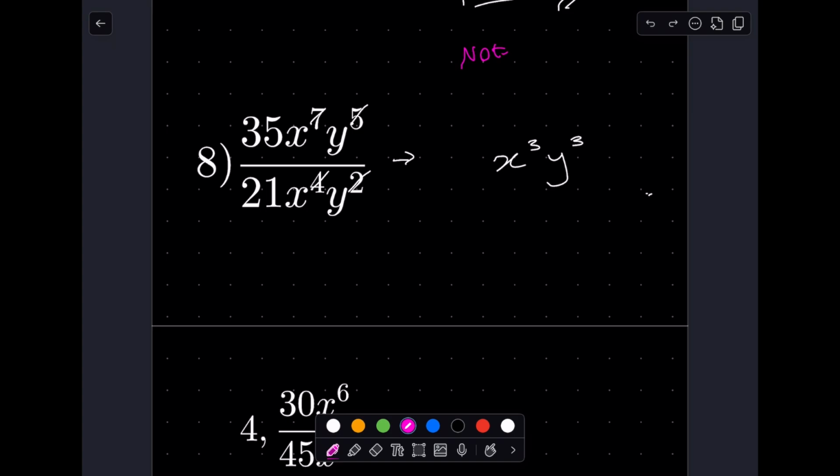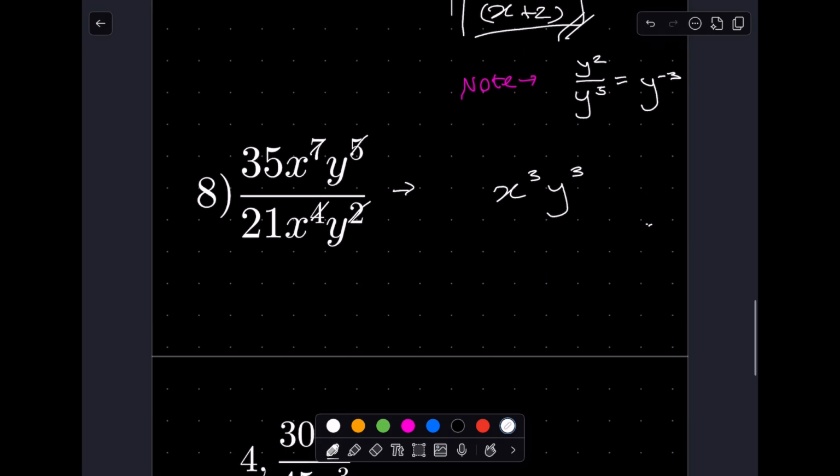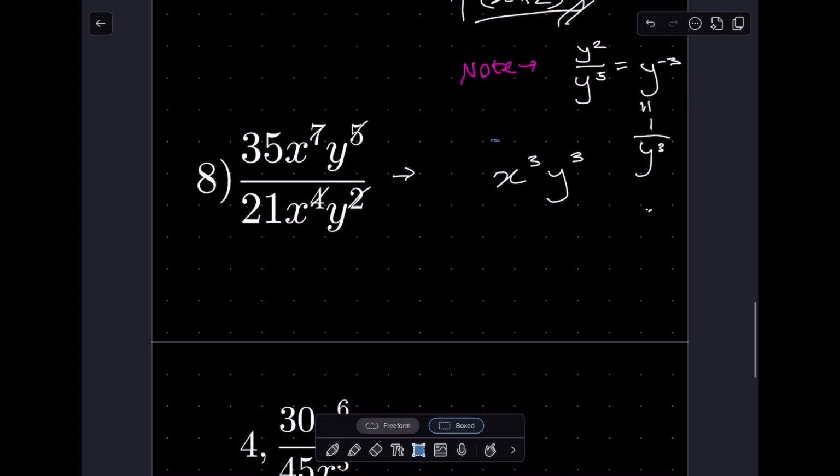Now note with the y, here is actually the rule, where you just subtract. But if you have the base being heavy on the bottom, that's the same as saying 2 minus 5, which is negative 3. And whenever you have a negative, it's the same as just putting it in the denominator. So that's 1 over y to the power 3. I just thought that's important for you to know.